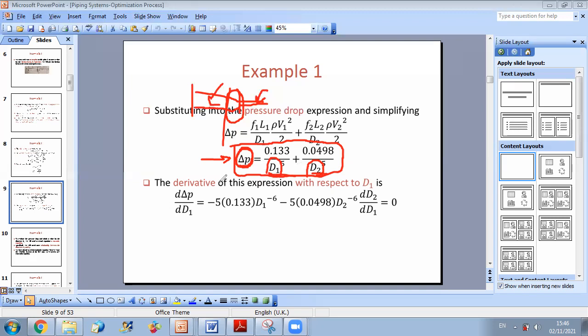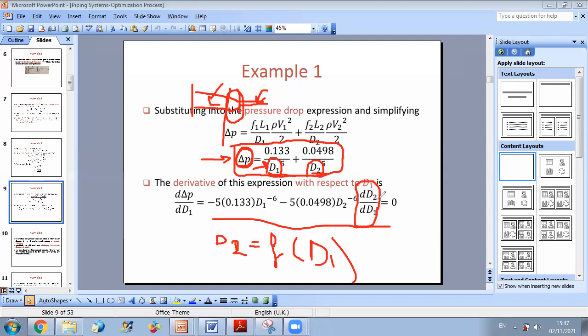So the first step will be to derive with respect to D1, and then I should try to relate D1 and D2. If I find D2 as a function of D1, then my problem is solved. Because my objective is to minimize the pressure drop, I will derive pressure drop with respect to D1 and say that it should be equal to 0. Okay? But to be able to find what D1 is, I need a relation between D2 and D1 to be able to compute this term.